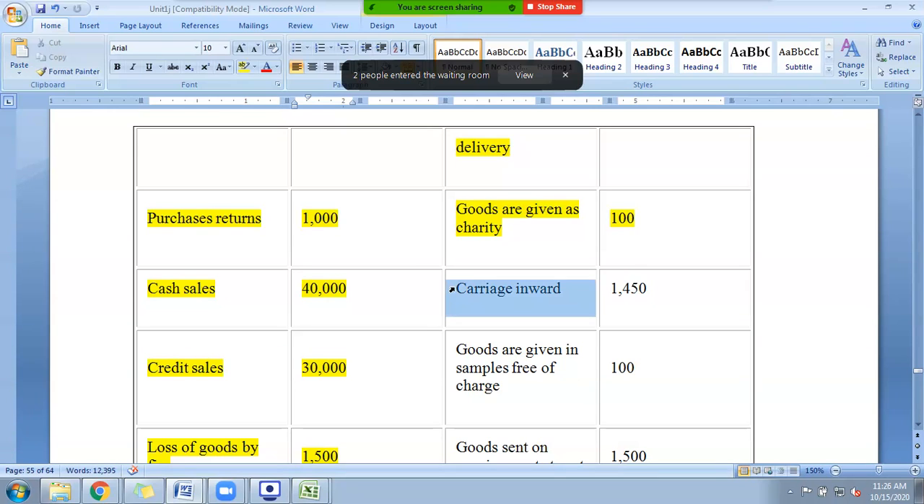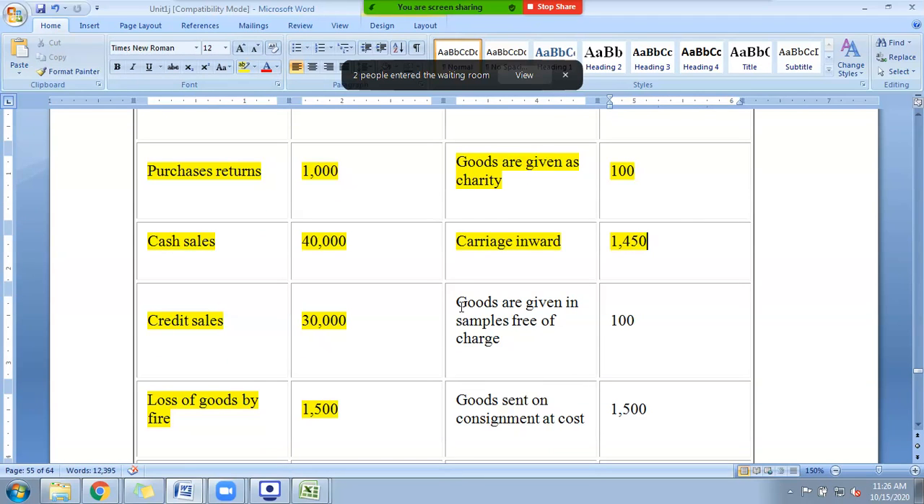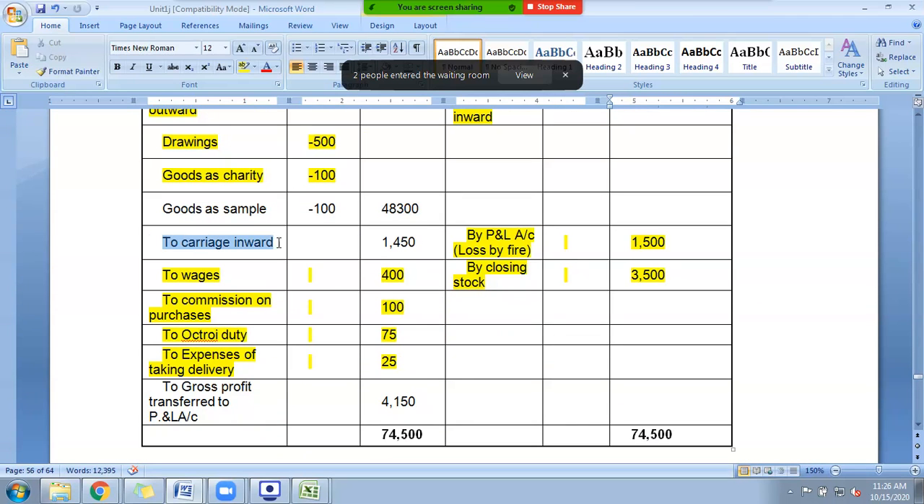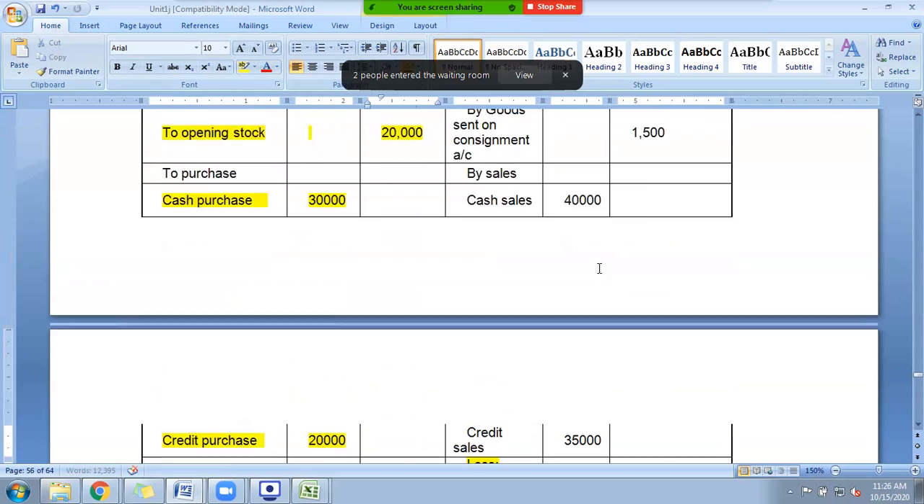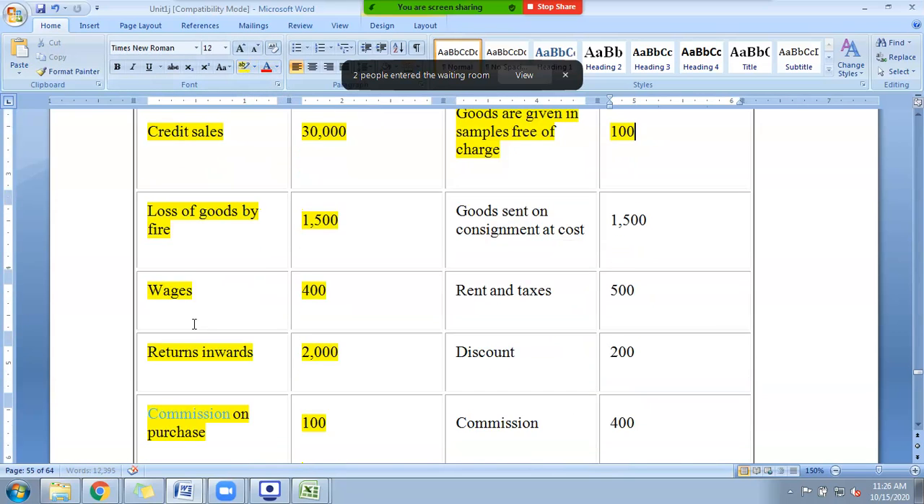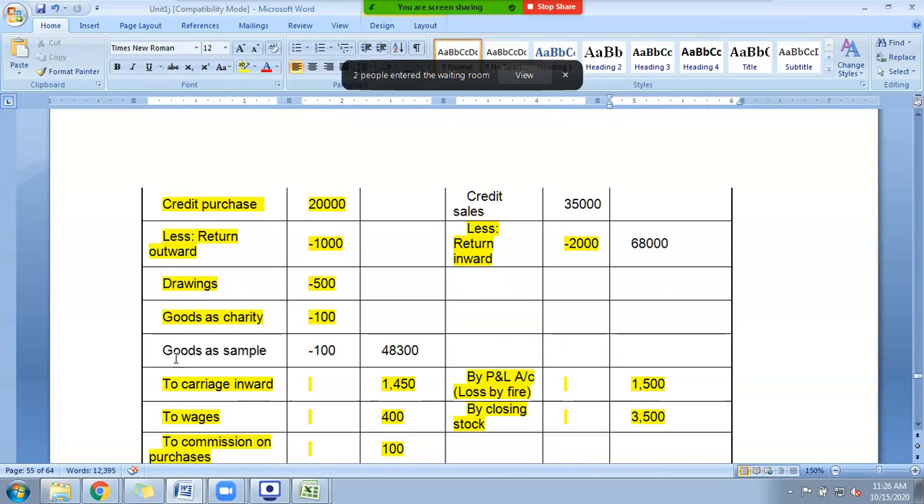Carriage inwards. So this point I explained already, right? From the company premises to your production plant or your godown. So carriage inwards, debit side of P&L. Goods are given as sample, 100 rupees. So when you give sample, you cannot charge them, right? So that is like goods going away without any monetary benefit.